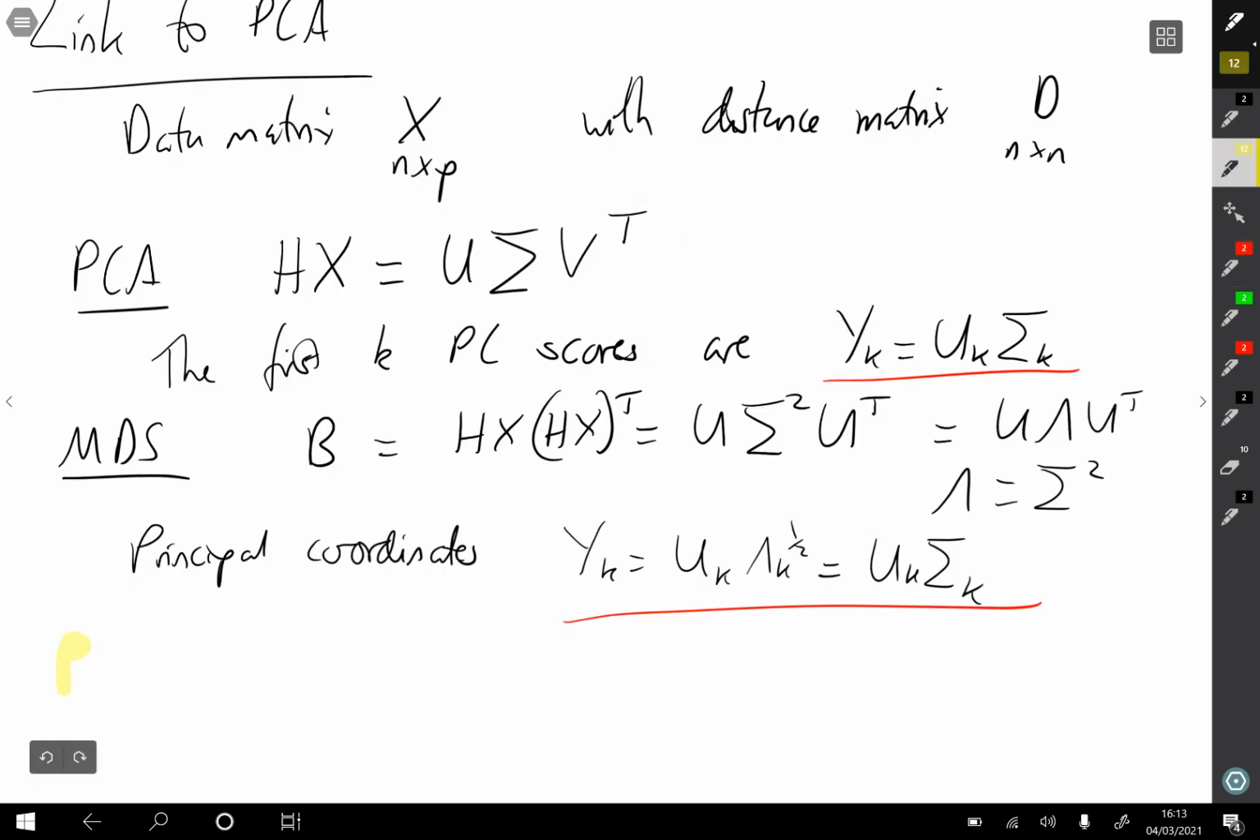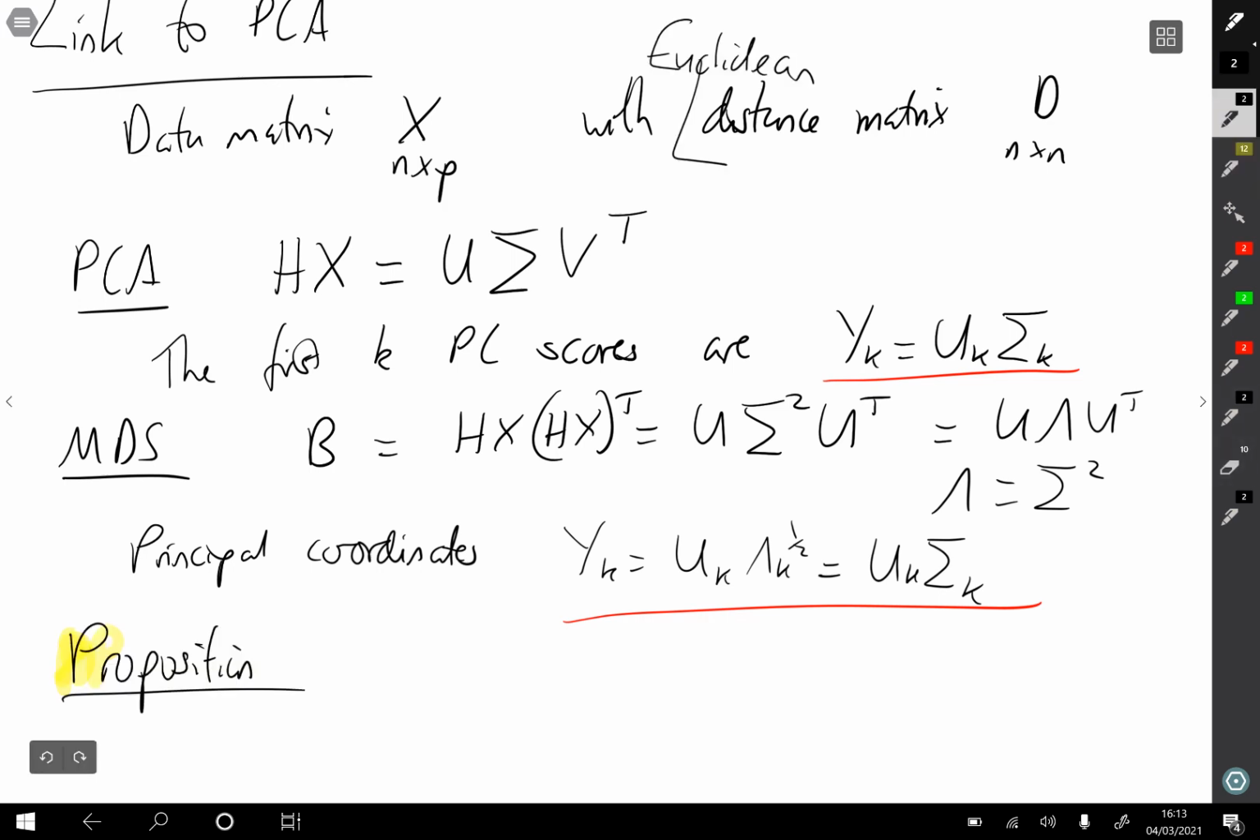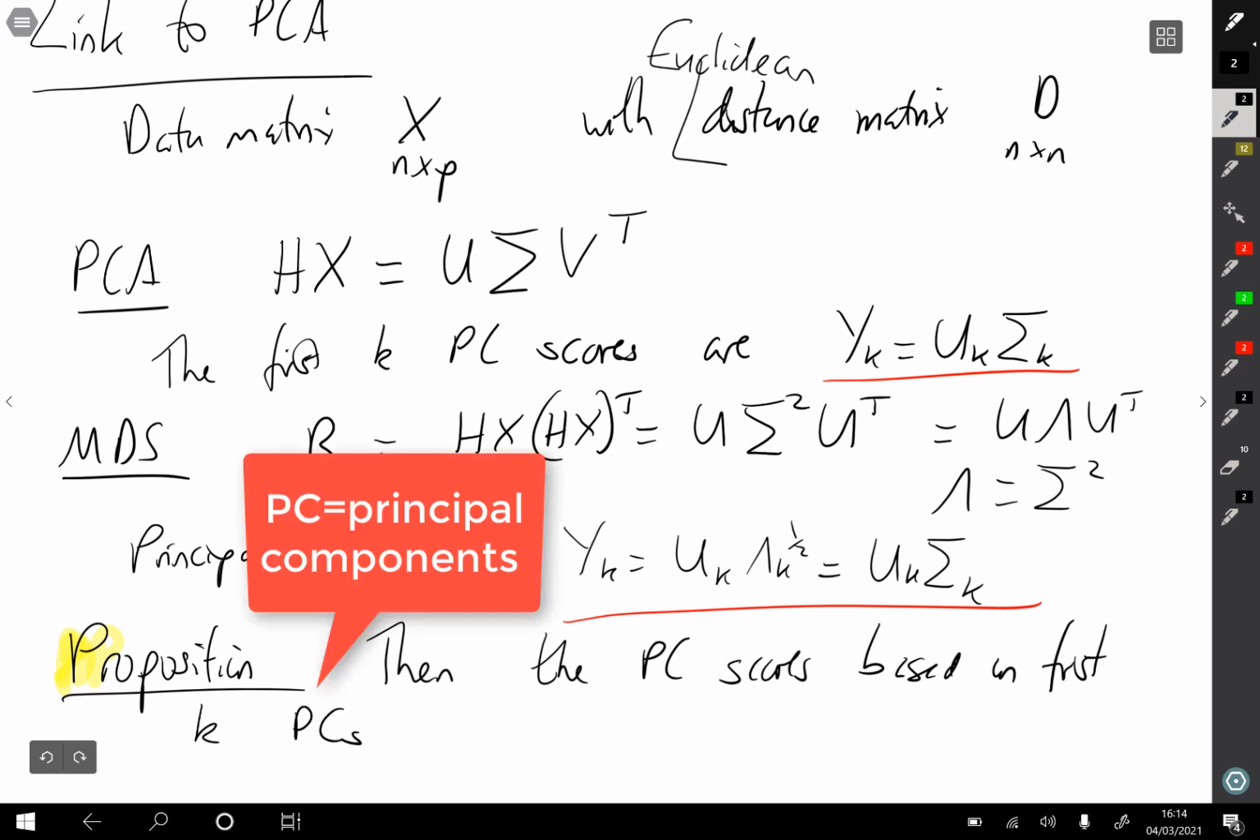So let's have a proposition just to state this. If X is an n by p matrix with Euclidean distance matrix D, then the PC scores based on the first k principal components equal the k principal coordinates based on D. So principal component analysis, when used to find principal component scores, is doing the same as classical multidimensional scaling. They're doing the same thing.